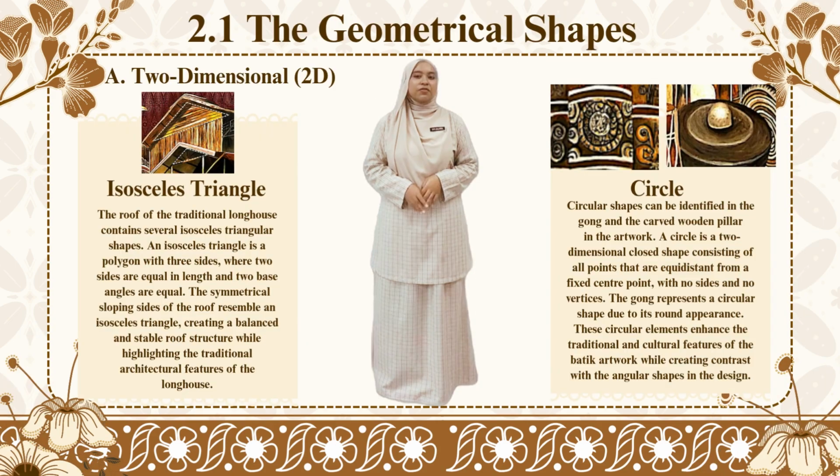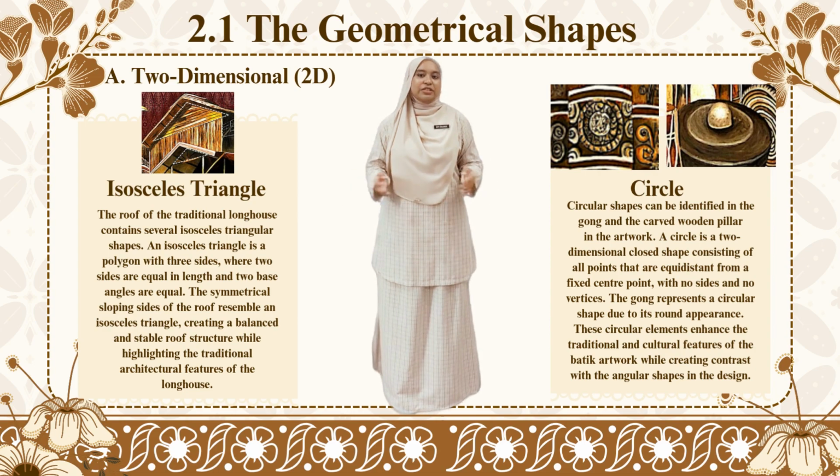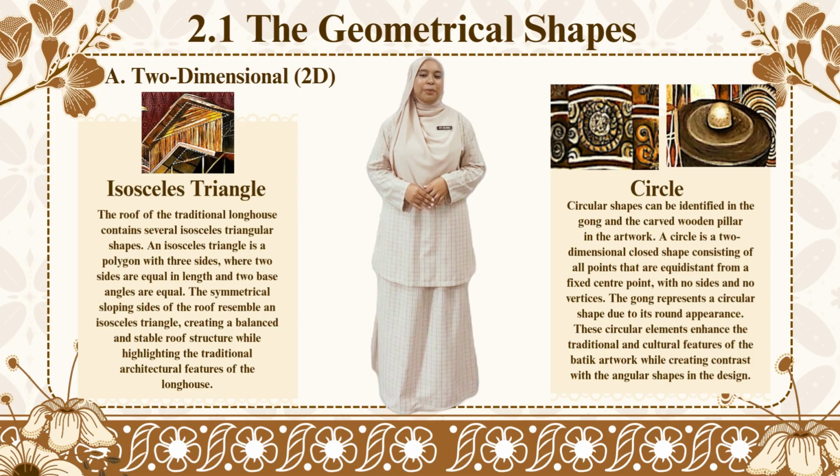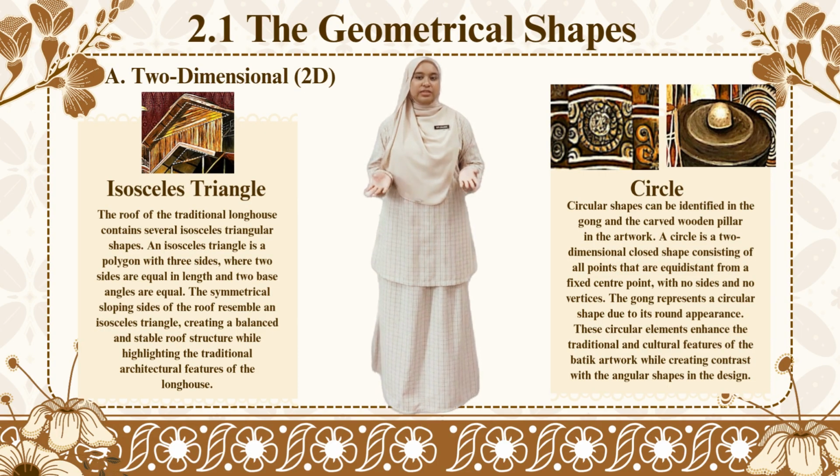For section 2.1, the geometrical shapes. Based on the selected batik artwork describing a traditional Sarawak longhouse and cultural elements, several two-dimensional (2D) and three-dimensional (3D) geometrical shapes can be identified in the objects, motifs, and decorative patterns featured in the artwork. The geometrical shapes identified are isosceles triangle, circle, rhombus, and cylinder. These shapes contribute to the overall composition and visual appeal of the artwork. The first geometrical shape identified is the isosceles triangle.